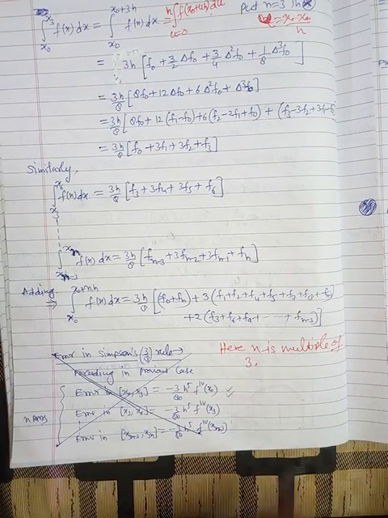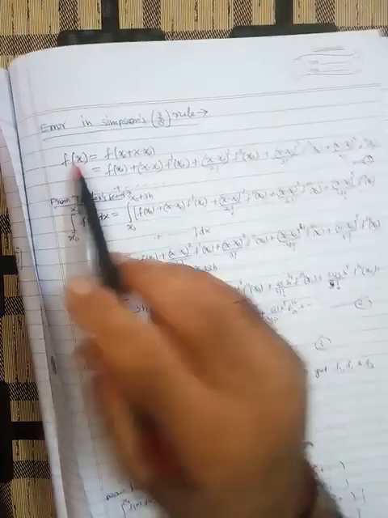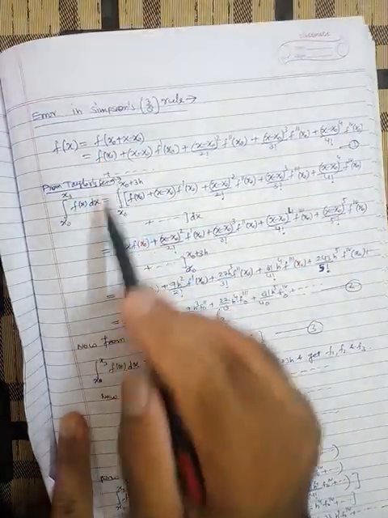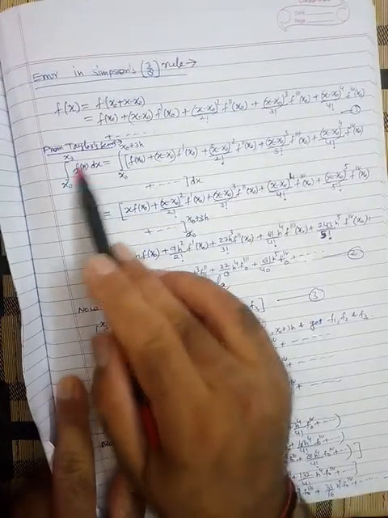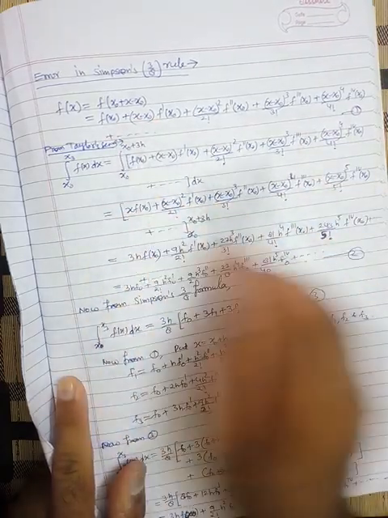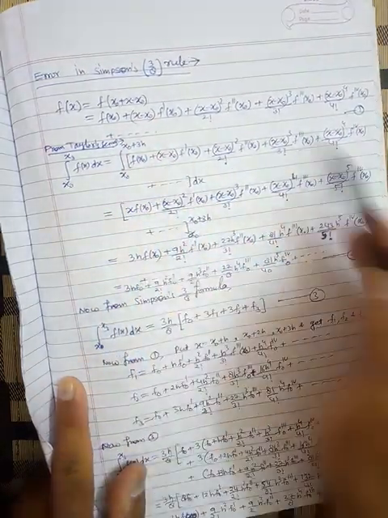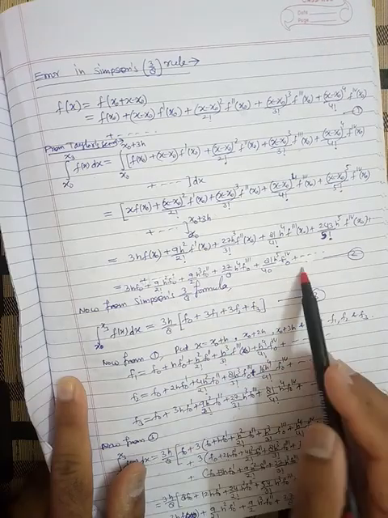Fine. And then error. Find out the error. This is the error. So first Taylor expansion. Then put this value in this Taylor. This f of x is replaced by this equation number 1. And then substitute the limit from x0 to x0 plus 3h. After simplification, we get this value.